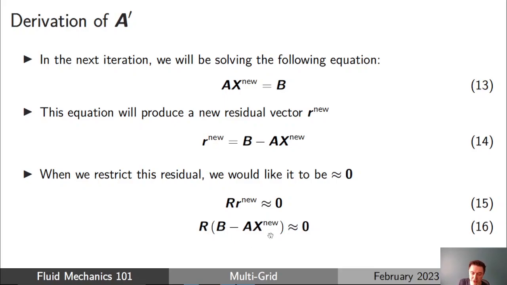And of course, this quantity in the brackets will evaluate to a vector, because b minus A x will evaluate to a vector. And then when we apply the restriction matrix R, that's then going to reduce the size of that vector down to an appropriate size for the new mesh.